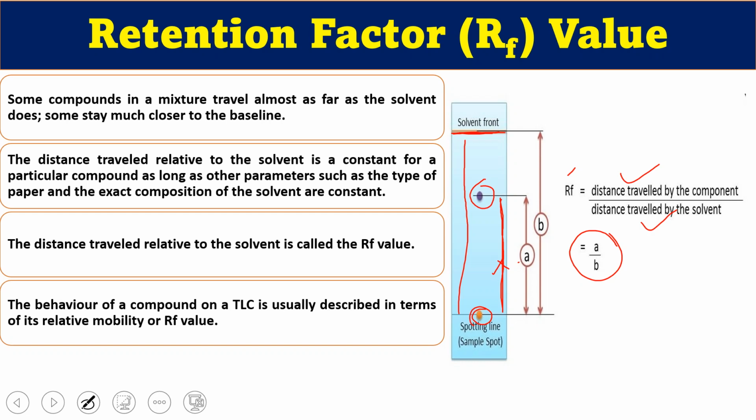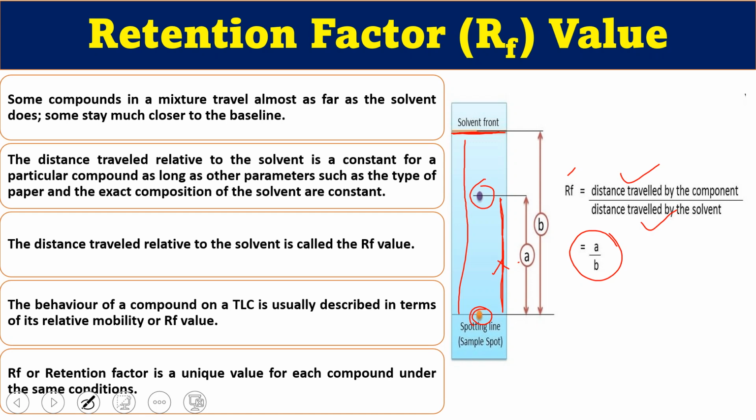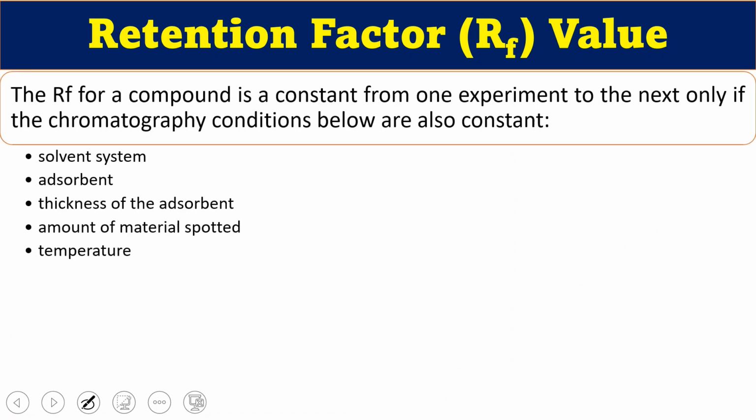Now the behavior of a compound on the TLC plate is usually described in terms of its relative mobility. So for different compounds we are going to have different RF values. So the RF value, or retention factor, is a unique value for each compound under similar conditions. If you keep almost all the conditions the same, its RF value will be the same. So that is a characteristic feature.